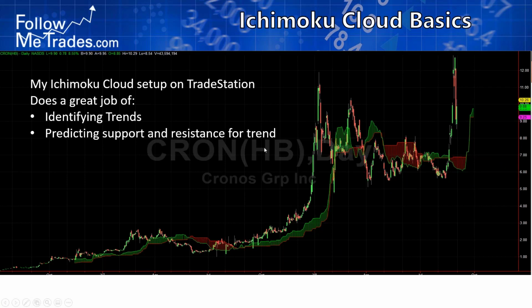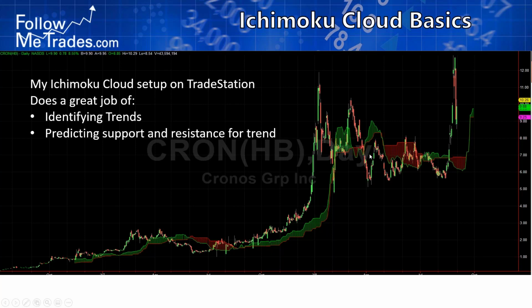So this is kind of what my Ichimoku Cloud setup looks like on TradeStation. It does a great job of identifying trends and predicting support and resistance areas. So when we see a breakout above the cloud, right, it is very indicative of a trend change, a new trend heading up. And then when it breaks down through the bottom, trend's ending, we got some choppiness here, right? New trend starting. Okay, so it's cool in that respect.